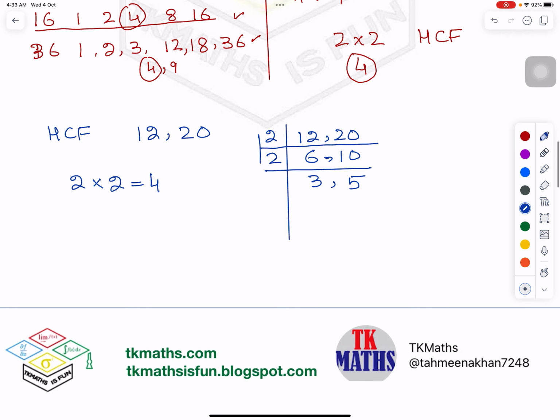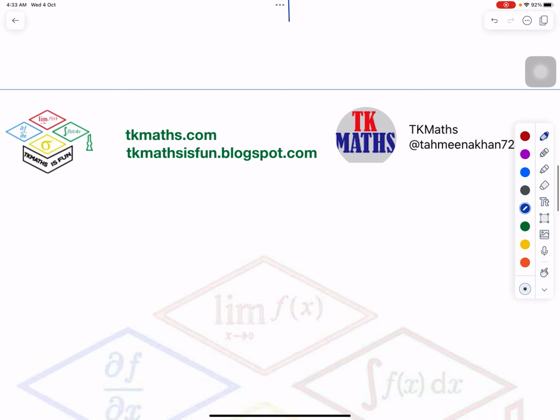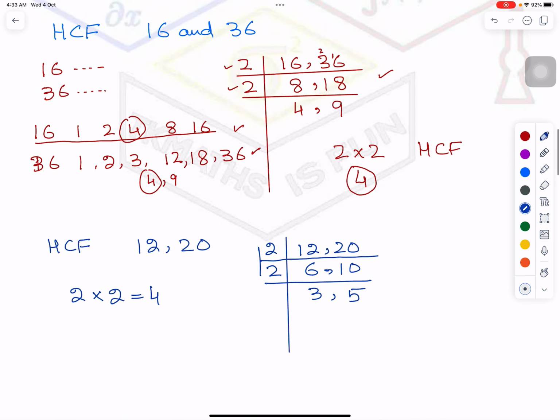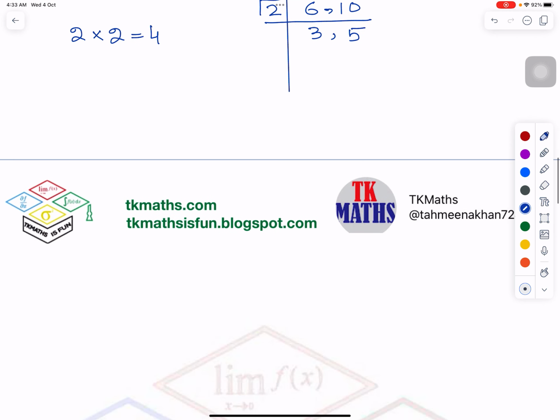So now come to LCM. What is least common multiple? Because we have to study. So we will find the least common multiple of the same examples we have taken here, 16 and 36, for example, so that you can understand the difference.